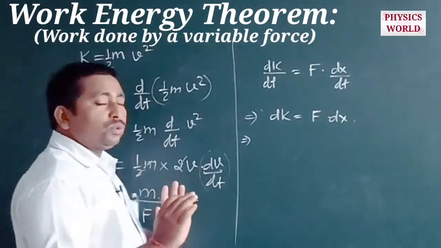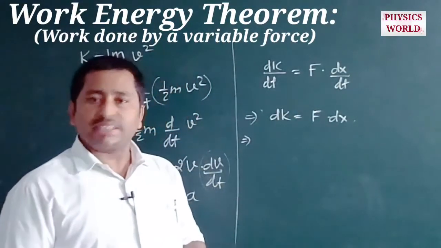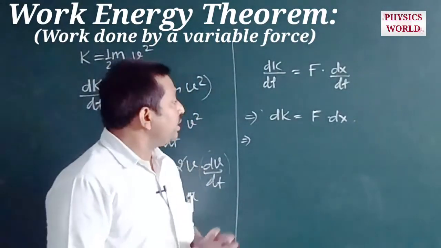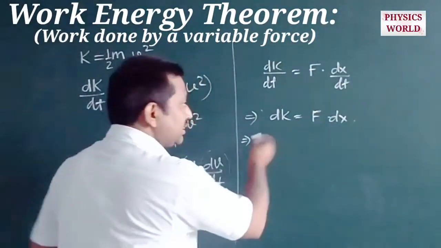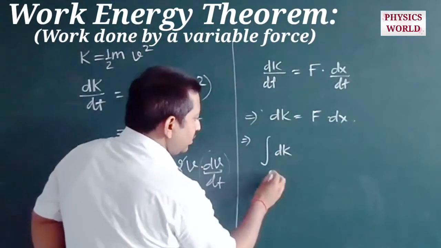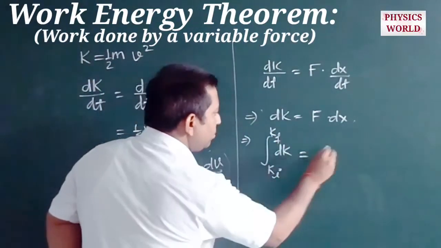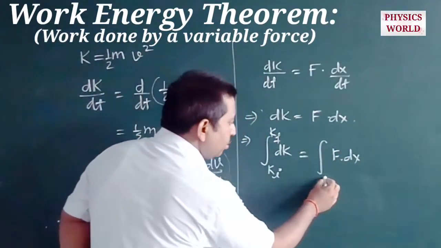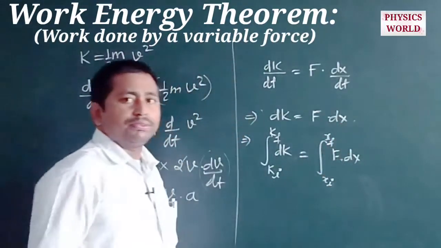So what will be the total change in kinetic energy? Suppose that the initial kinetic energy of the object is Ki and the final kinetic energy becomes Kf. Then we can calculate the total change in energy with a simple integration. If we integrate, we get the integration of dK from Ki to Kf equal to the integration of F dot dx from the initial position xi to the final position xf.